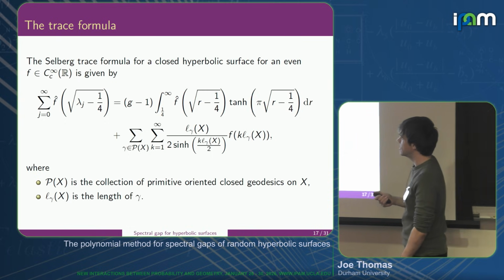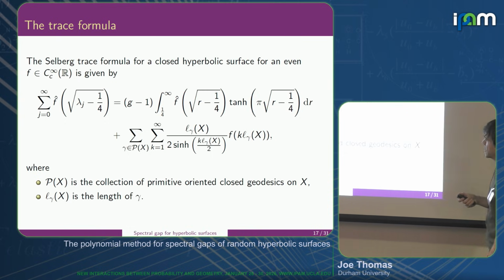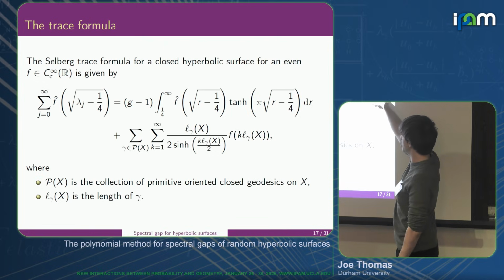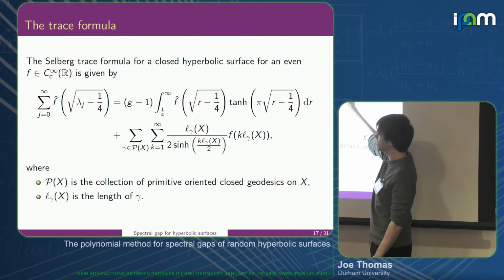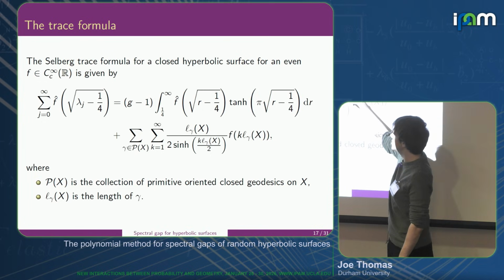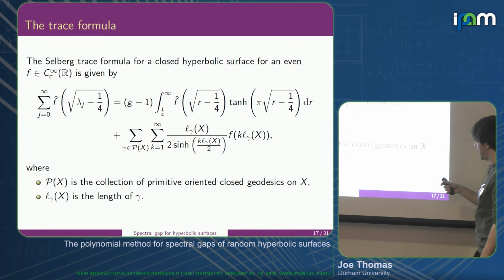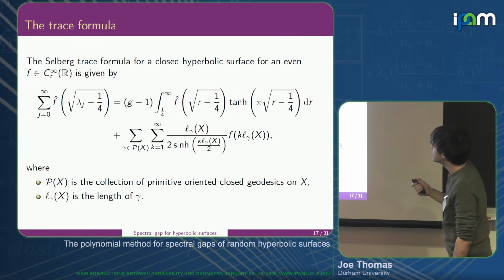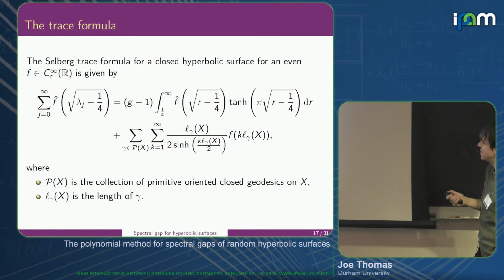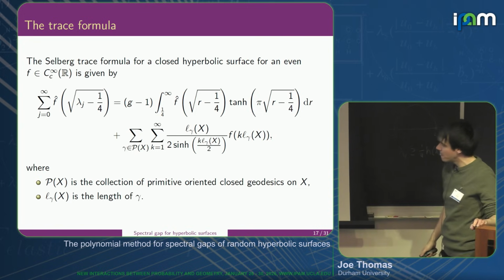Okay, so nothing too nasty going on the left-hand side there. Then on the right-hand side, we have these two terms. The first term is just something purely topological. As soon as I fix the genus of my surface, this thing only depends upon my test function, not the surface itself. And what you'll see appearing here is precisely this Plancherel measure of the hyperbolic plane, of this limiting object that I mentioned before.